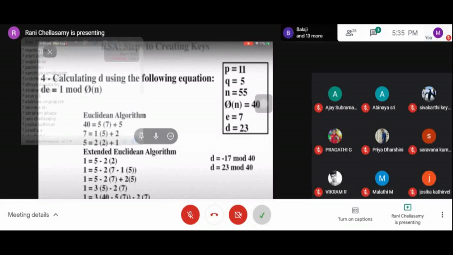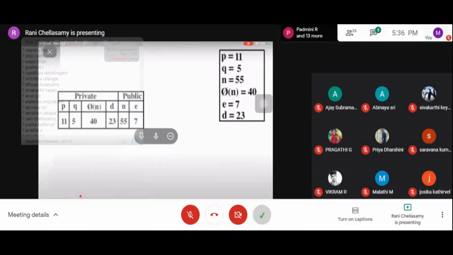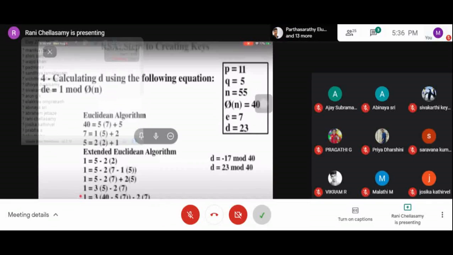You have to take the 1 on the left side. Okay, fine. So take this 1 on the left side. So that you will be getting 5 minus 2 into 2 on the right side. Okay, fine. Now at this step, substitute the 2 value here. So what is the 2 value here?